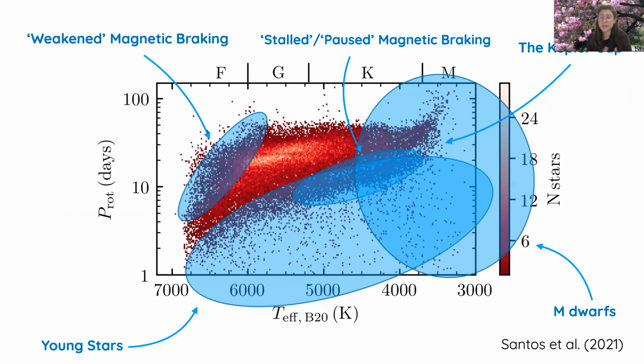So just to summarize, these are the areas in which we sort of need new data from TESS. We need stars of all rotation periods. We need rapidly rotating stars, slowly rotating stars of all different temperatures in order to really pin down the gyrochronology relations.